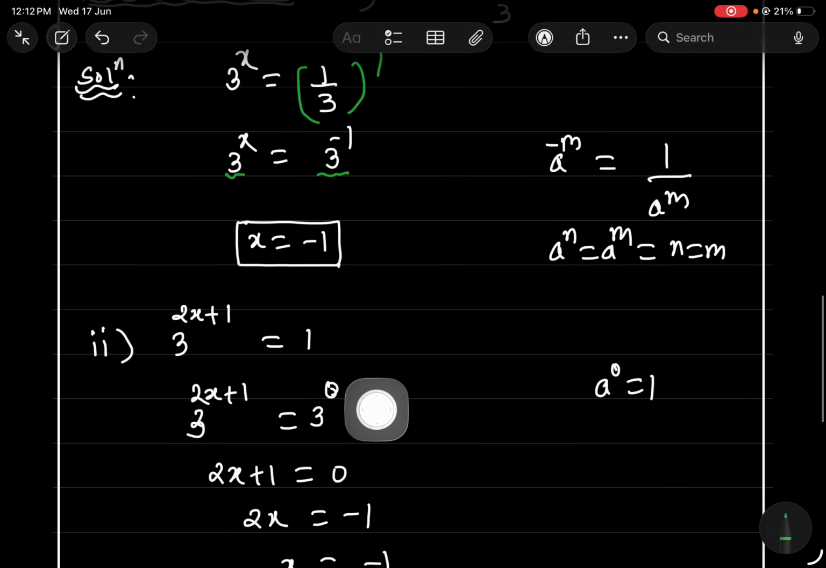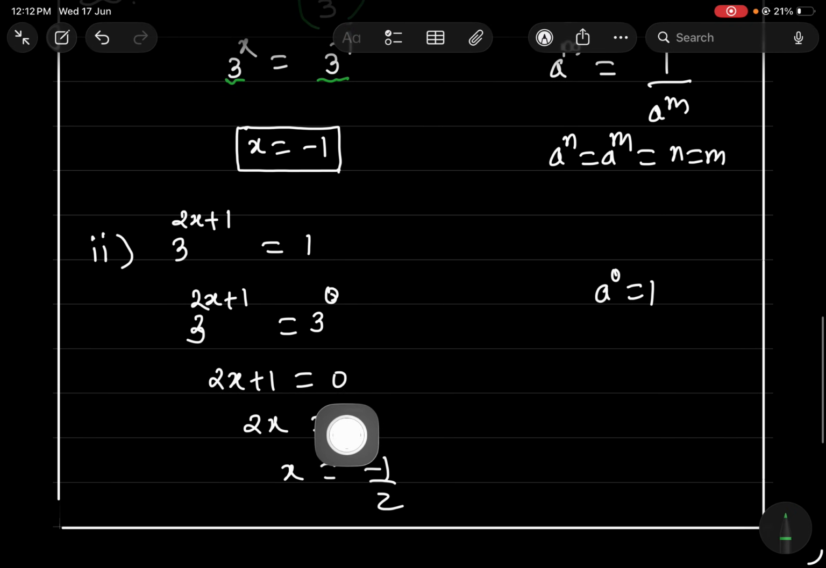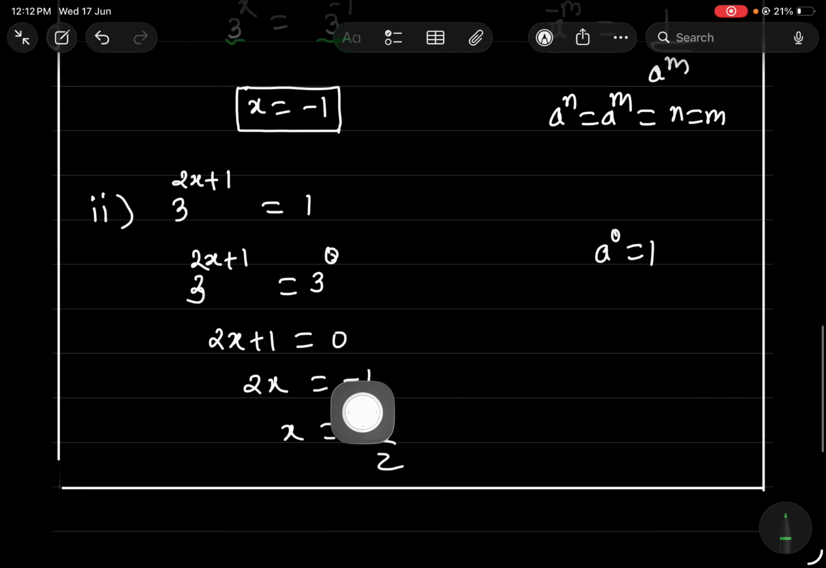Very simple. Then here 3 raised to 2x + 1 equal to 1. Now see here, students will get confused, that means here 1 is there, the base is not the same. See here, the base is the same, but here 1 value means what? a raised to 0 equal to 1. So what will we do here? The base is 3, so we will bring 3 raised to 0. The value of this 3 raised to 0 is 1. Means instead of this 1 we are writing 3 raised to 0. Now we got the index, base same, so the index will also be the same. So 2x + 1 equal to 0.